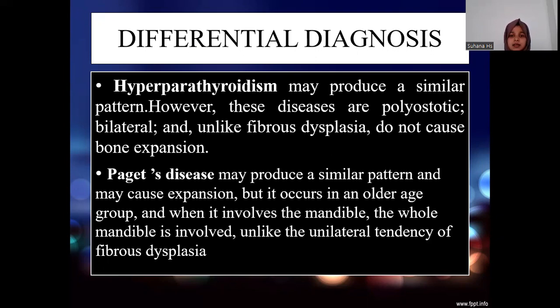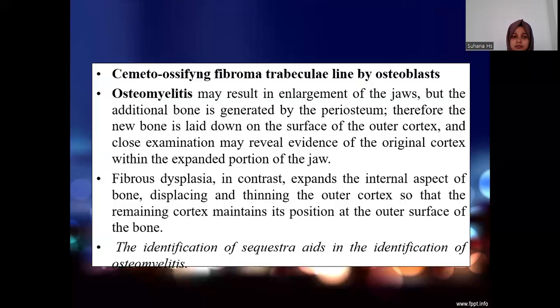Paget disease is a similar disease, but it occurs in older age, and it involves the mandible. The whole mandible is involved, unlike the unilateral tendency of fibrous dysplasia. Next is the cemento-ossifying fibroma. Here, the trabeculae will be lined by osteoblasts, hence we can differentiate with the histopathological slides.